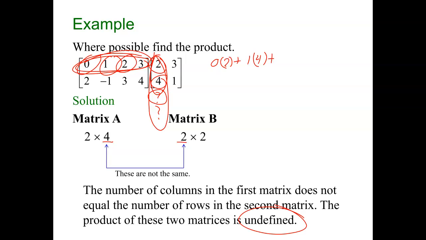Just like if I try to add two matrices, if I try to add a 2 by 2 to a 3 by 3, I can't do it. So that would be an undefined sum. This is an undefined product. Get that, and you can say it's undefined because the number of columns in the first does not match the number of rows in the second.